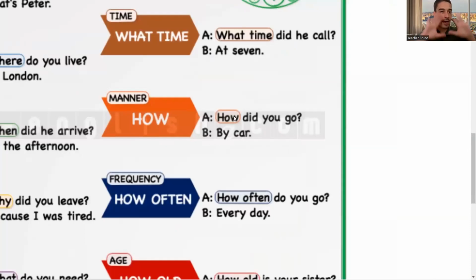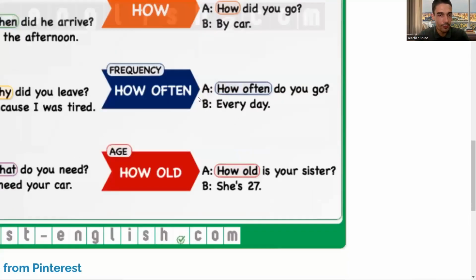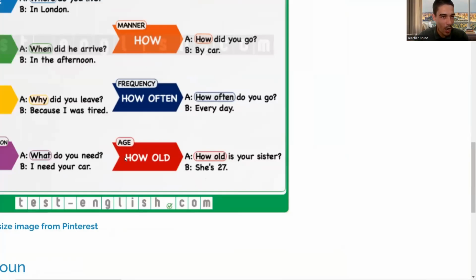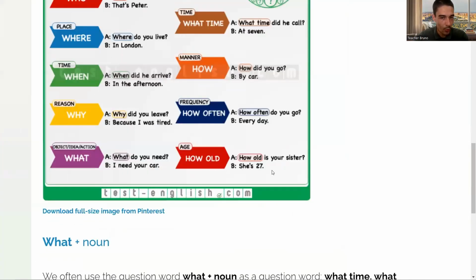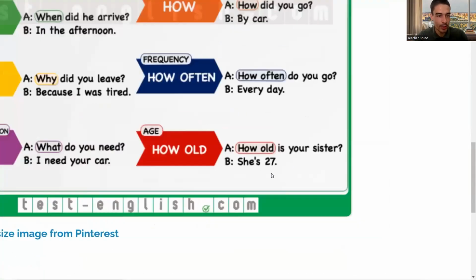Manner: how, the way. How did you go? By bus, by train, by car. Frequency: how often? How often do you study English? I study English every day. And age: how old? How old is she? She's 27.